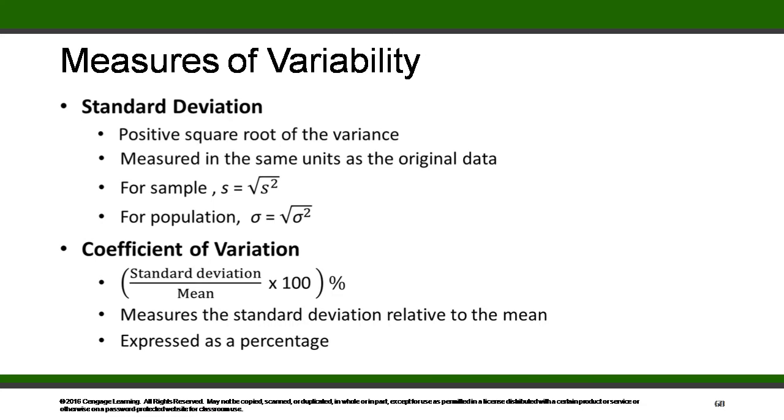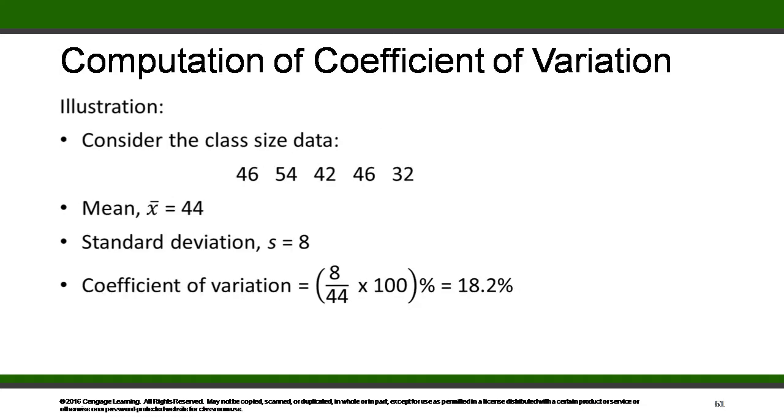Computation of coefficient of variation. Example, consider the class size data: 46, 54, 42, 46, and 32. The mean is 44. The standard deviation, s, is 8. The coefficient of variation is 8 divided by the mean 44 times 100% equals 18.2%. The coefficient of variation tells us that the sample standard deviation is 18.2% of the value of the sample mean.